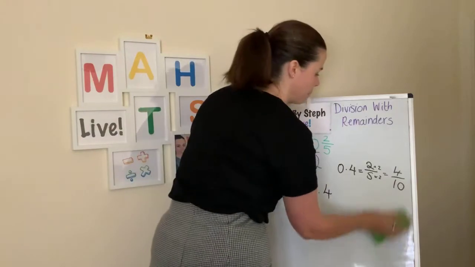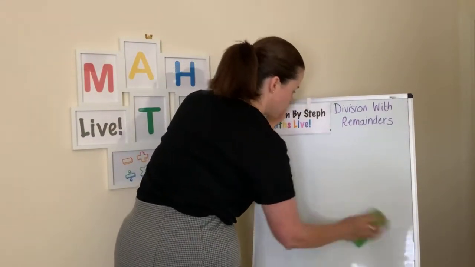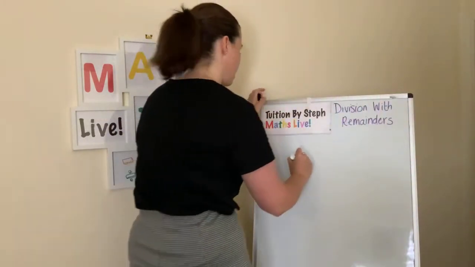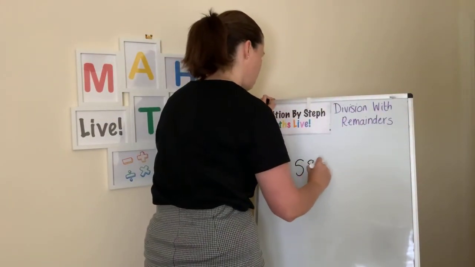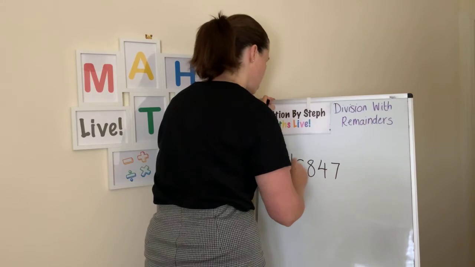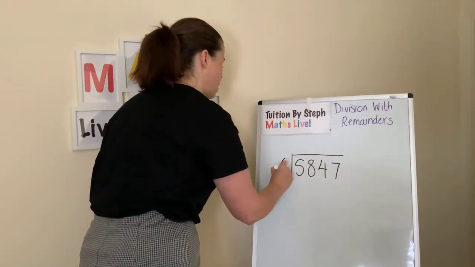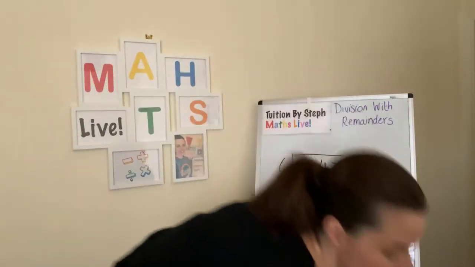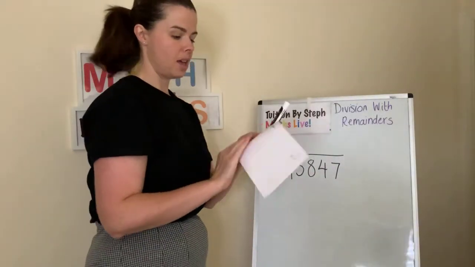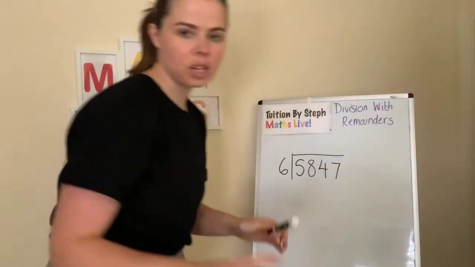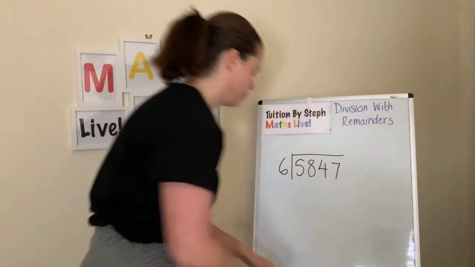Let me show you another one. Okay, so 5,847 divided by 6. If you've got the sheet, it's on the sheet there. You just have to redraw it into bus stop. If you haven't got the sheet, don't worry, you can just copy it from here.